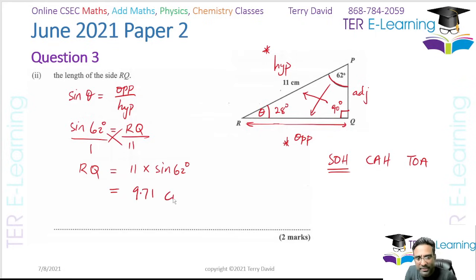9.71 centimeters, right? So there are alternative ways you could have worked this question. You could have used 28 degrees if you wanted, but I used 62. So that's my length of R cube. So this first part was pretty okay. It should have been pretty okay.